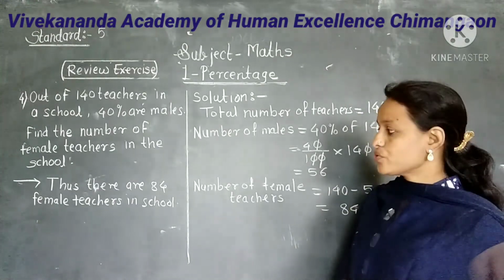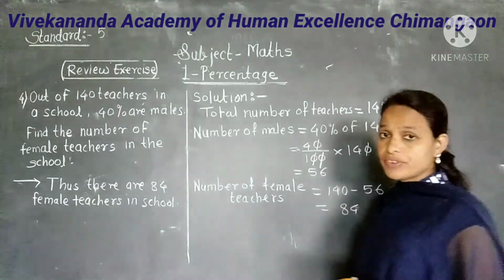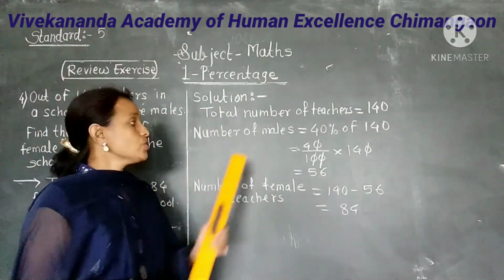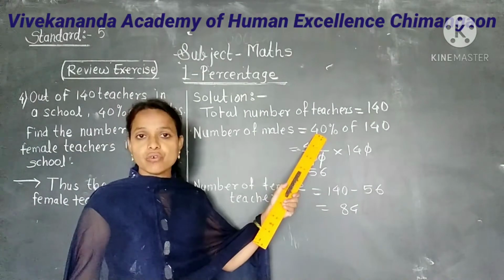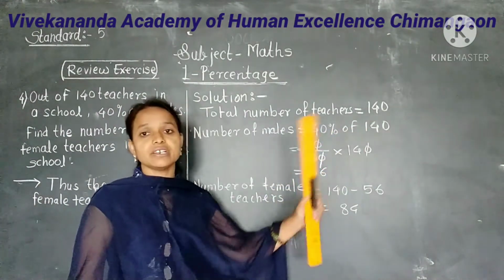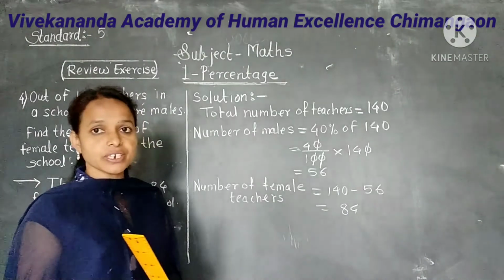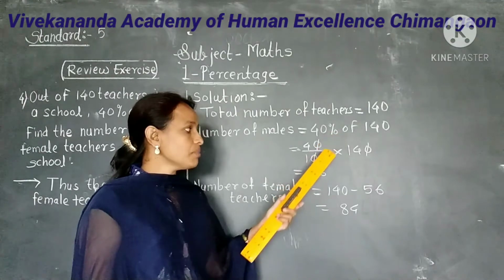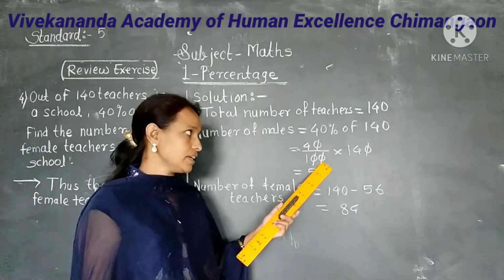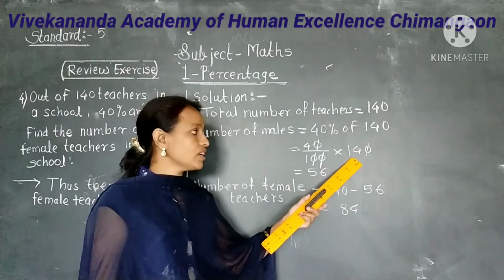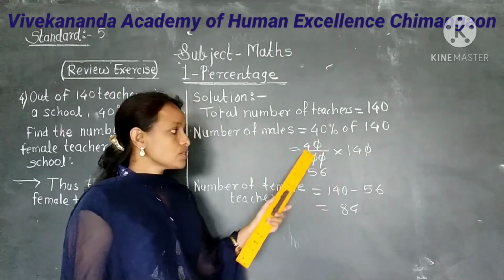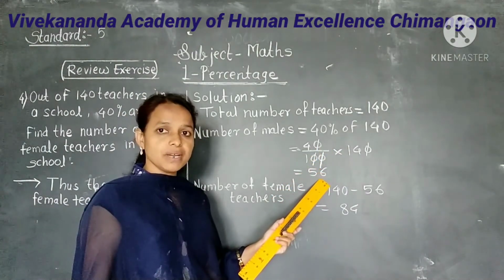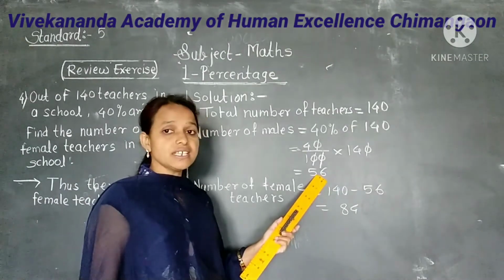So see its solution. Here the total number of teachers is 140. Out of that, 40% are male teachers. So the number of male teachers is equal to 40% of 140. 40% we have to convert into a fraction. So by removing the percent sign, we divide 40 by 100, we get 40 upon 100. Of means multiplication, so multiply by 140. Here 0, 0, 0, 0 get cancelled. 14 4s are 56. So the number of male teachers in the school is 56.